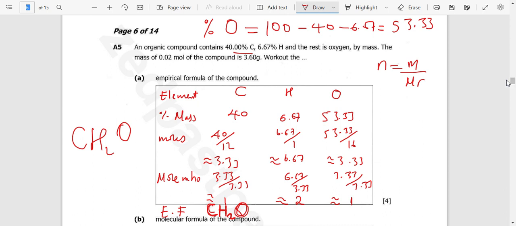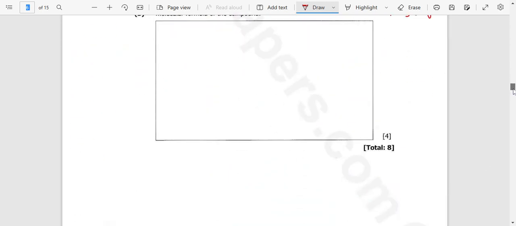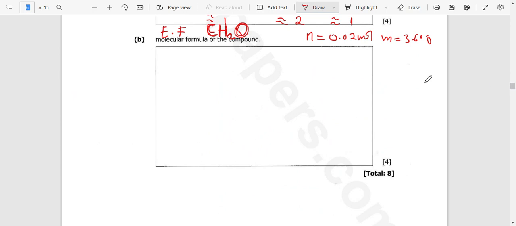Is that okay? Yes. And then you've been told, remember, the mass of 0.02 moles of the compound is 3.6. So you have been given the number of moles as 0.02 moles, and you've been given the mass as 3.60 grams. Okay, so the next question, they are saying find the molecular formula of the compound.